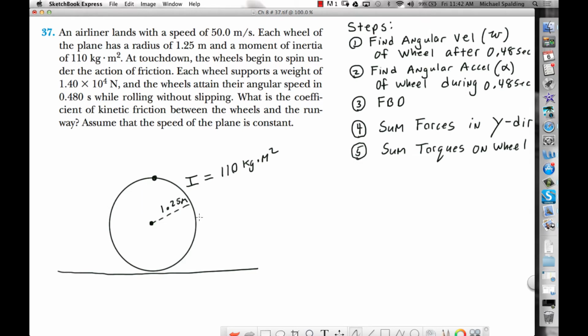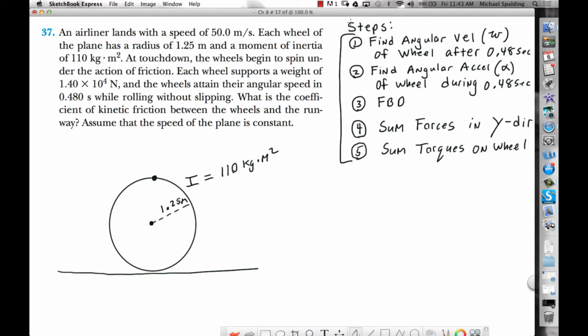Now what's providing the torque here? When the airplane touches the ground, what provides the torque that causes this airplane wheel to start spinning? Friction. Friction between the wheel and the ground. That provides the torque. The wheel's going to start to spin. So what I've done is I've summarized the steps we're going to follow. This will make the problem more clear.